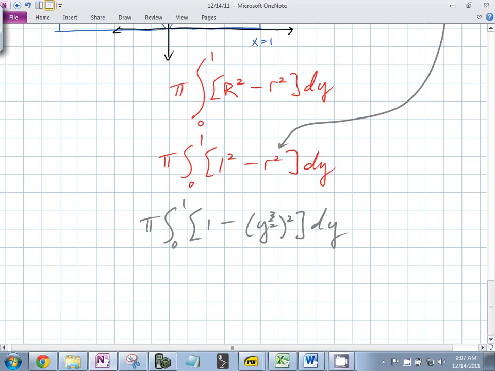Most definitely. Absolutely. I'll simplify it a little bit. You end up with 1 minus y cubed dy. Is that generally about as easy as it comes? Absolutely. Generally speaking, it's about as easy as it comes.